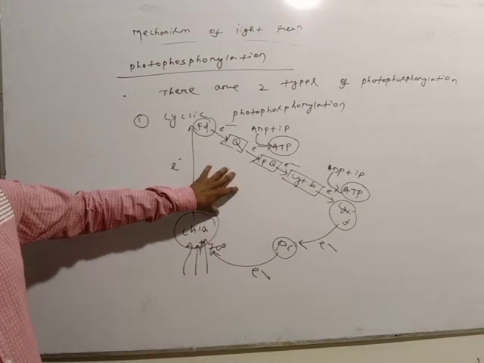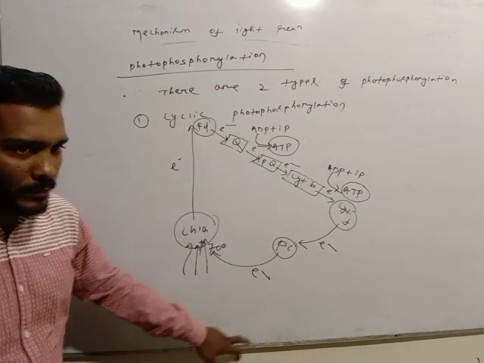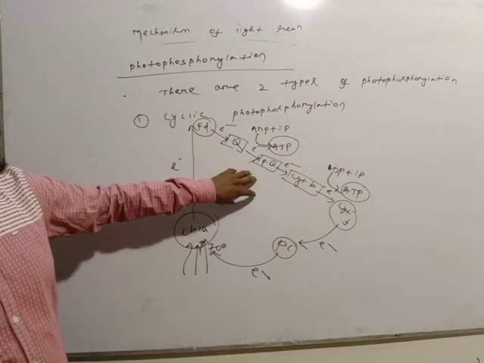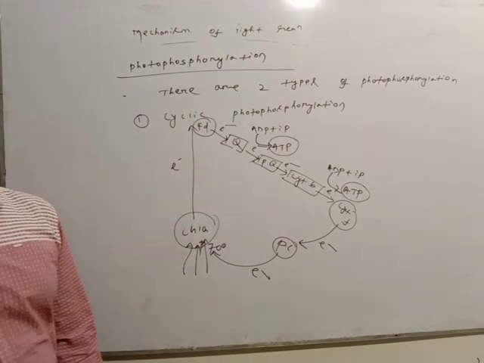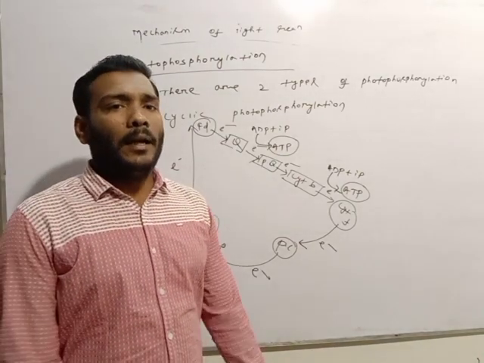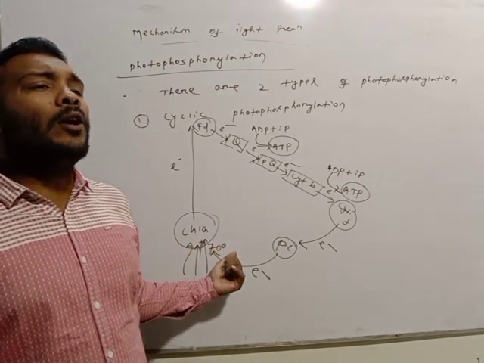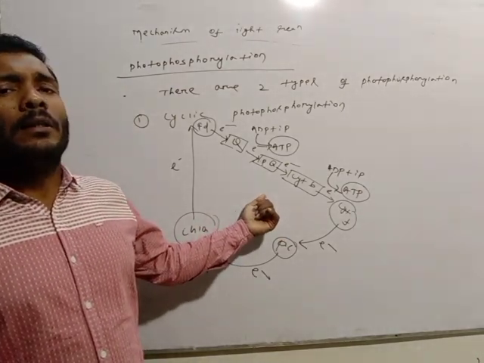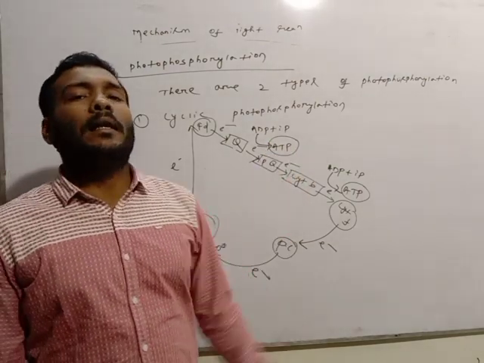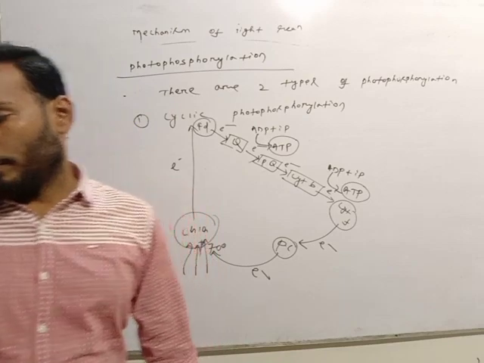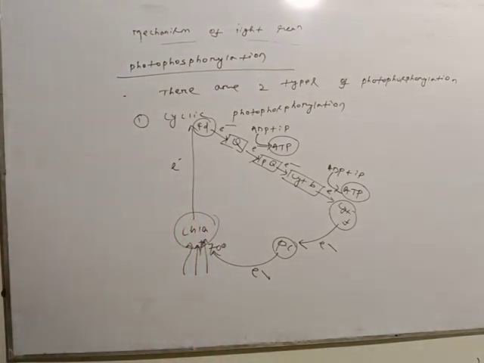Here the pathway of the movement of electron is in a cyclic manner. That's why it is known as cyclic photophosphorylation. Cyclic is due to the movement of electron, and photophosphorylation, the name suggests, is the release of ATP molecule. Is it clear to all? Okay. Next one is your non-cyclic.